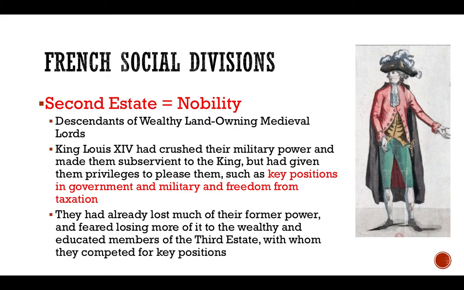They had already lost much of their former power and feared losing more of it to the wealthy and educated members of the Third Estate, with whom they competed for key positions.